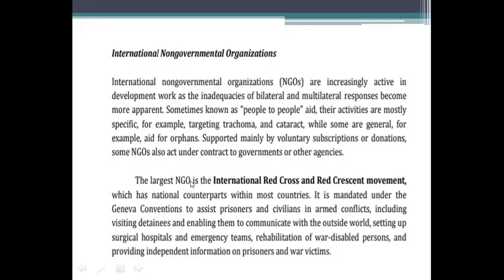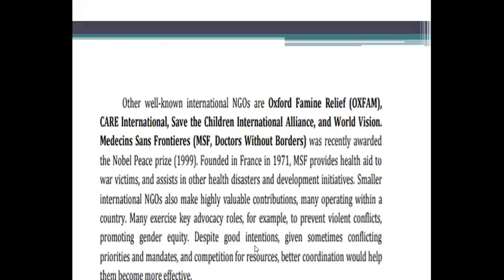The largest international non-governmental organization working is the International Red Cross and Red Crescent Movement, which has national counterparts within most countries. It is mandated under the Geneva Convention to assist prisoners and civilians in armed conflicts, including visiting detainees and enabling them to communicate with the outside world, setting up surgical hospitals and emergency teams, rehabilitation of war-disabled persons, and providing independent information on prisoners and war victims.